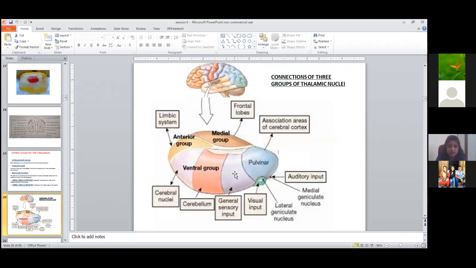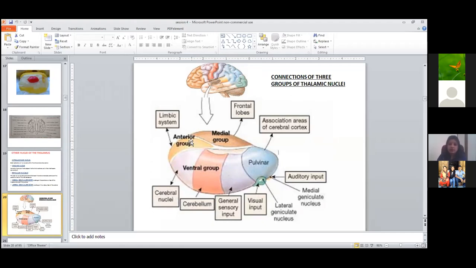Then general sensory input. The sensory input coming from the spinal cord is relayed in this area and then related to the cerebral cortex. Then lateral geniculate body to the visual and medial geniculate body to the auditory. So this is the connection. So these are the groups. So you should correlate with the physiology for each of these functions and the tracts.